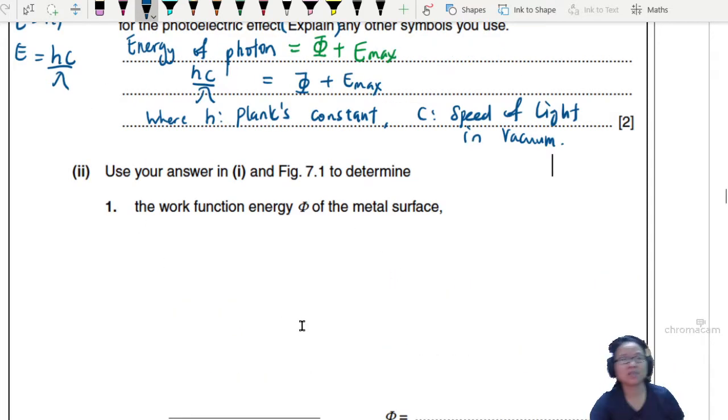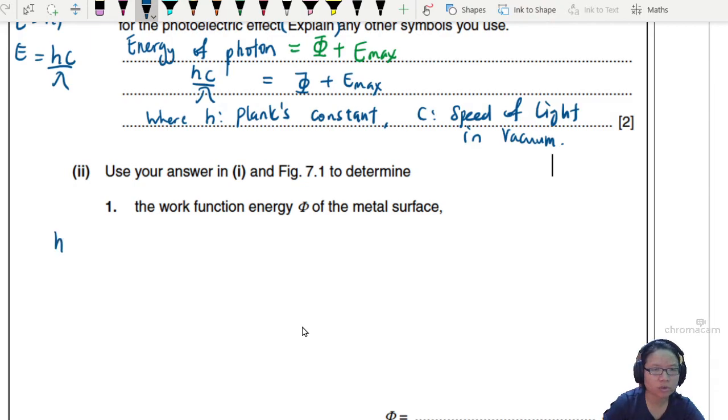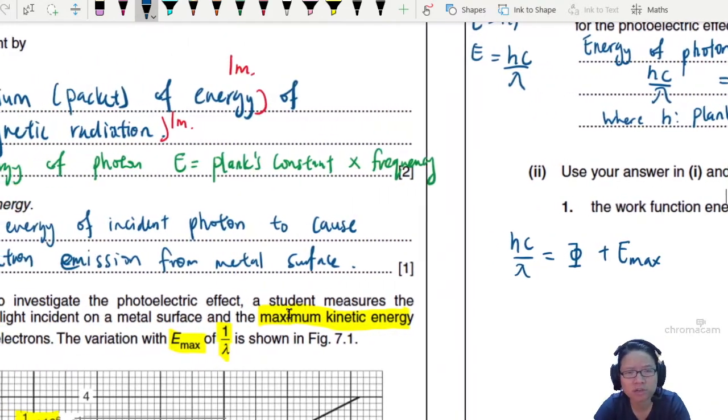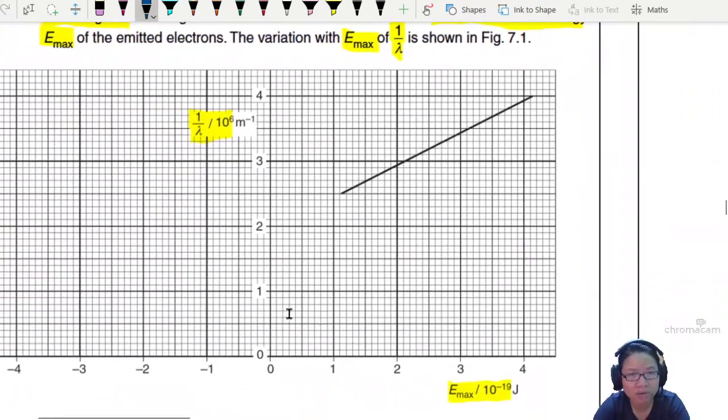Okay, never mind. So let's take the equation. They say take the equation. Okay, I'll take the equation: hc over lambda is work function plus Emax. Now I go and stare at the graph a bit. I need some inspiration. So instead of staring at the wave like Pablo, I go stare at my graph.